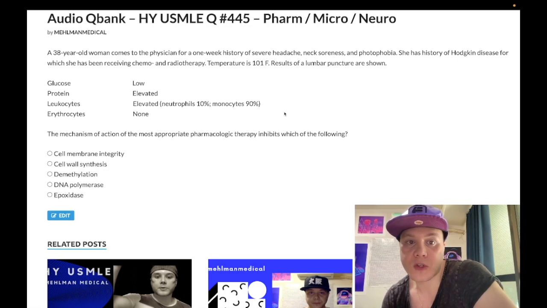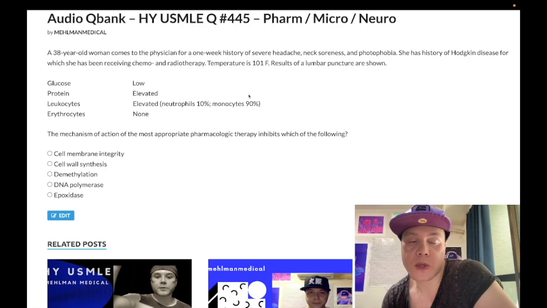38-year-old woman comes to the physician for a 1-week history of severe headache, neck soreness, photophobia. She has a history of Hodgkin disease for which she has been receiving chemo and radiotherapy. Fever 101 Fahrenheit. Results of a lumbar puncture are shown. Low glucose, elevated protein, elevated leukocytes, 10% neutrophils, 90% monocytes. No RBCs. Question wants to know the most appropriate pharmacologic therapy for this patient. It inhibits which of the following. So let's just walk through the answer choices here.